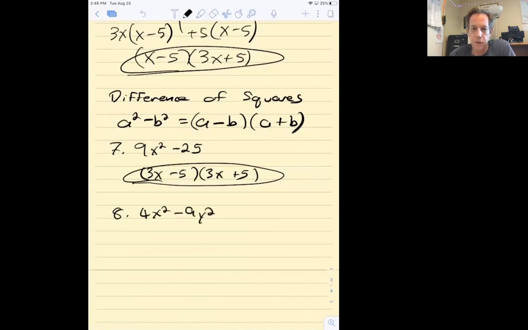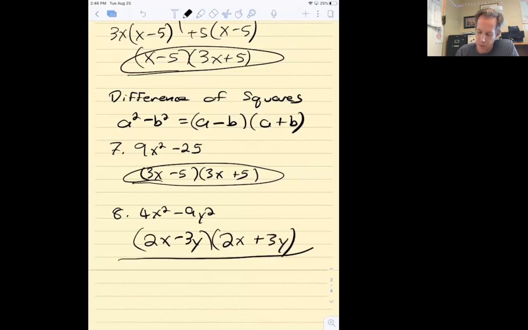Okay, let's go and give this one a try. And that'll be our answer for number 8. The square root of 4x squared is 2x. The square root of 9y squared is 3y, and then one's minus and one's plus, which gives us our answer.